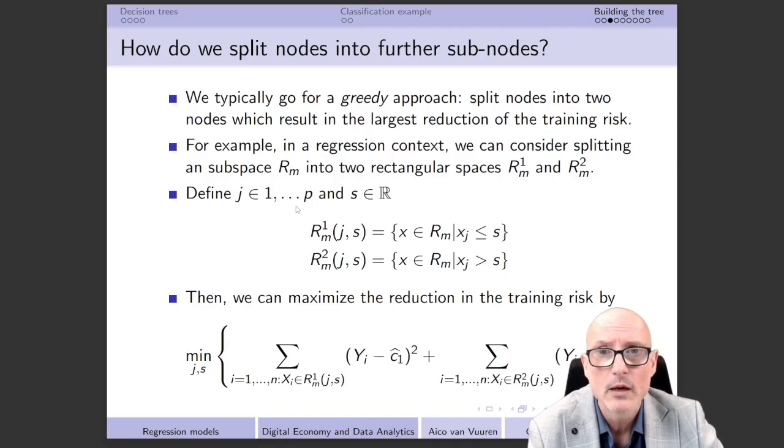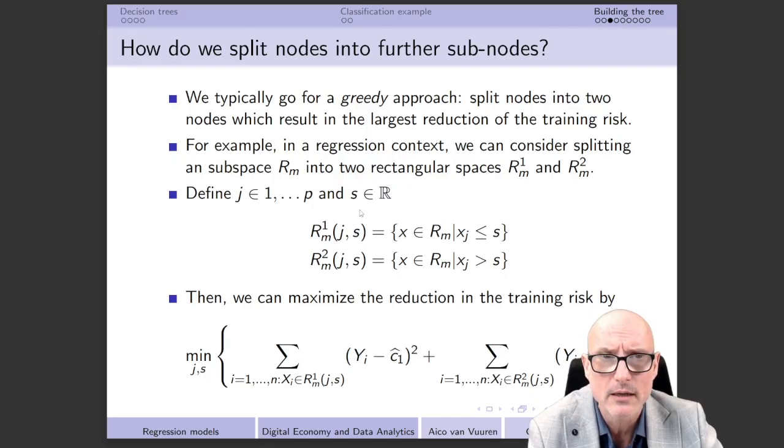That's first of all with respect to the feature that we're going to split up. So in a sense we have P different features. Therefore we're going to denote this J for the feature on which we're going to split. And then a second thing that we have to make a decision about is where we are going to split. And that we are going to do with respect to this S.